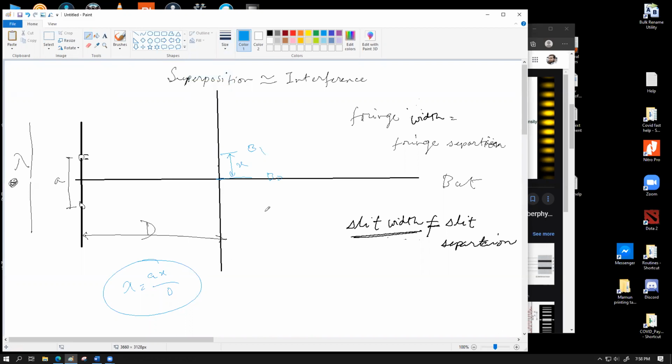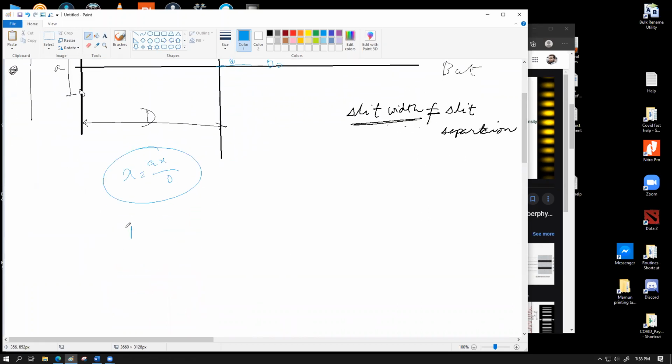If I just do the cross multiplication of this equation, I'm going to get lambda d equals to x a, because we know that all the variables on the opposite sides of the equals sign are directly proportional when everything else is constant, and all the variables on the same side of the equals sign are inversely proportional when everything else is kept constant.